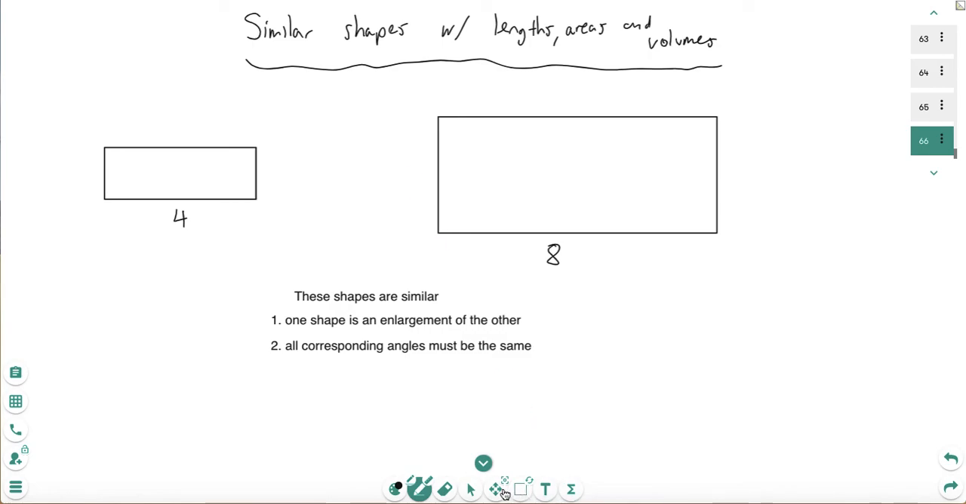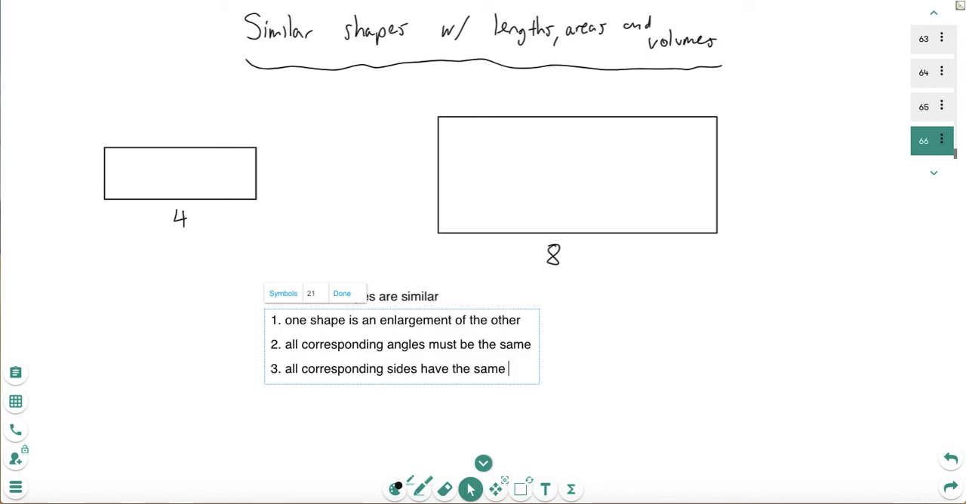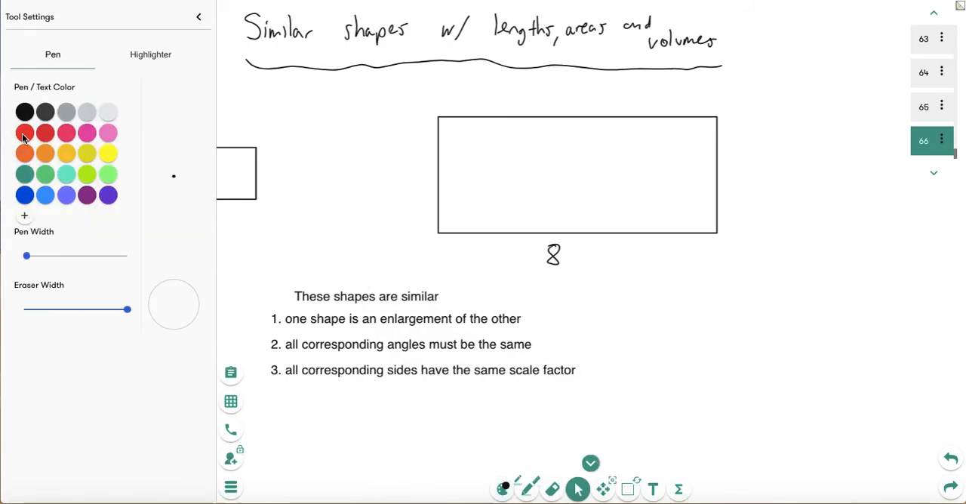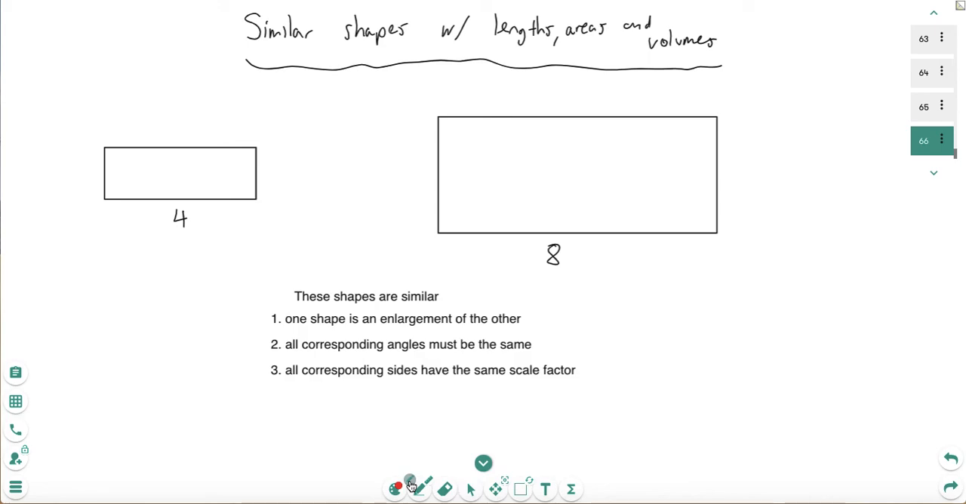And the third fact about similar shapes, very important, is all corresponding sides have the same scale factor. So I know that this side corresponds to this side. And 8 is 2 times bigger than 4, so our scale factor is times by 2.